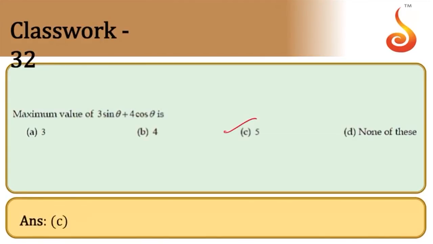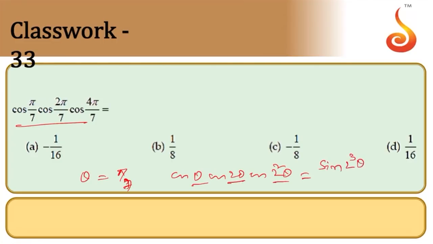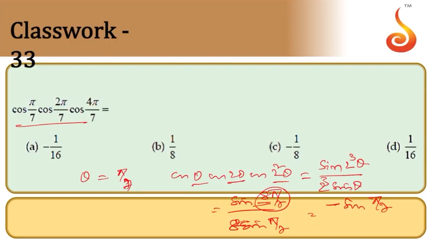So let me consider the next question, which is 5. So cos pi by 7, cos 2 pi by 7, cos 4 pi by 7. If I take theta equal to pi by 7, then this can be written as cos theta, cos 2 theta, cos 2 square theta. According to the formula, if the angles are in geometric progression, this is nothing but sine 2 cube theta divided by 2 cube sine theta. Substituting, this is sine 8 pi by 7 divided by 8 multiplied by sine pi by 7. But 8 pi by 7 is the same as pi plus pi by 7. So minus sine pi by 7 by 8 times sine pi by 7. Cancellation of these two gives us minus 1 by 8. So the answer is C.